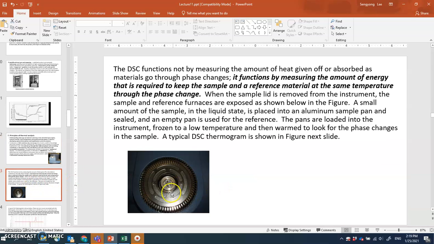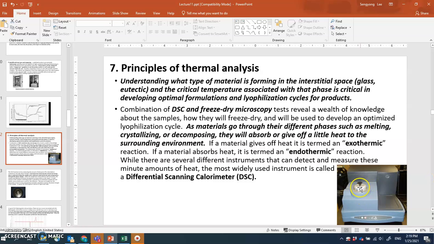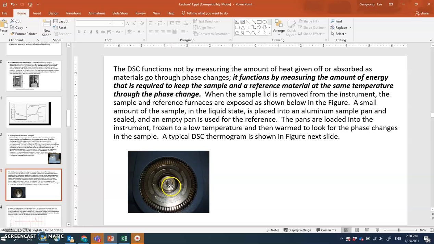Okay, so the machine itself looks like that. If you lift up this cover, you may see something like that inside. So there are two holes where you put the sample, and there may be calibration mixture. One is for the sample, the other one is for maybe water, or your standard can be added, and they'll be analyzed. So it's measuring the amount of energy that is required to keep the sample and the reference material at the same temperature through the phase changes.